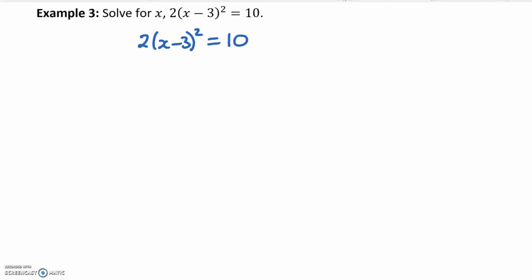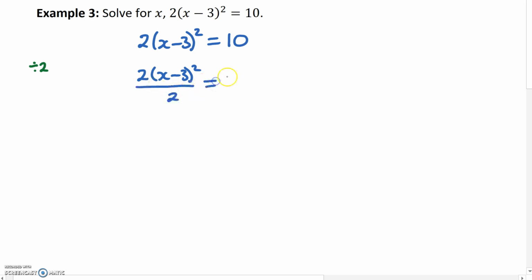So to do that, let's divide both sides by 2. That's going to give you 2 times (x minus 3) squared divided by 2. And whatever you do on one side, you do on the other side. So 10 divided by 2 as well. Now on the left, the 2's will cancel. And that's going to leave you with (x minus 3) squared is equal to 10 divided by 2, which is 5.